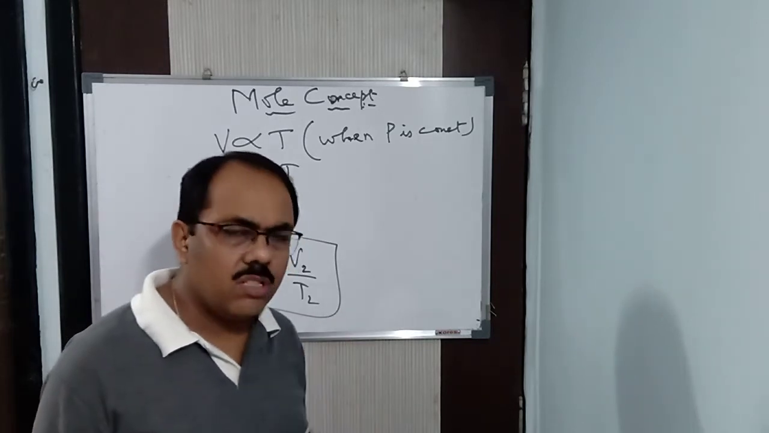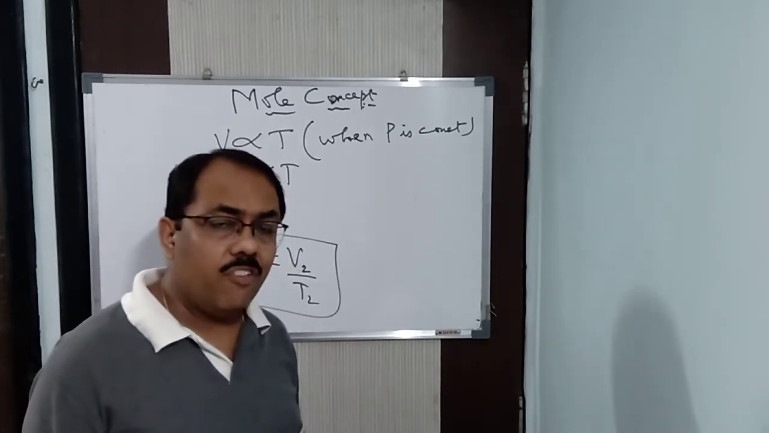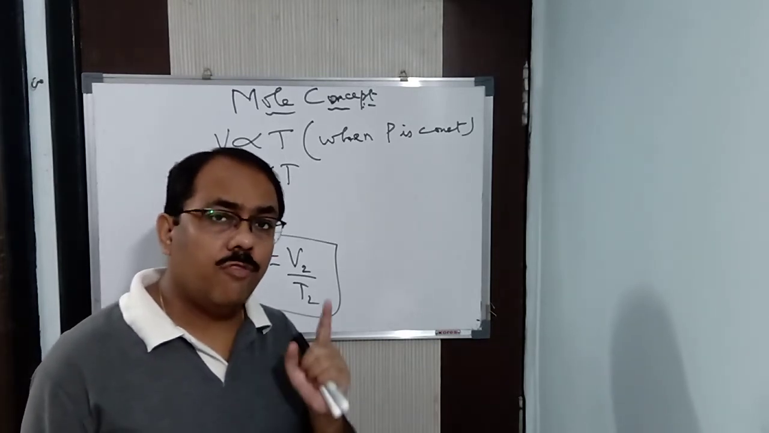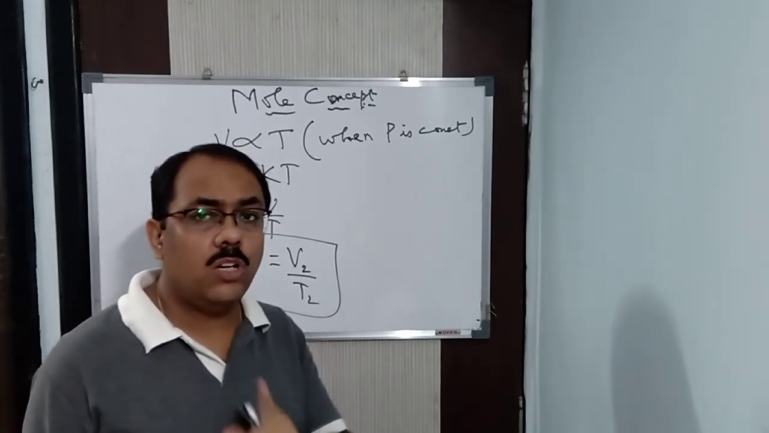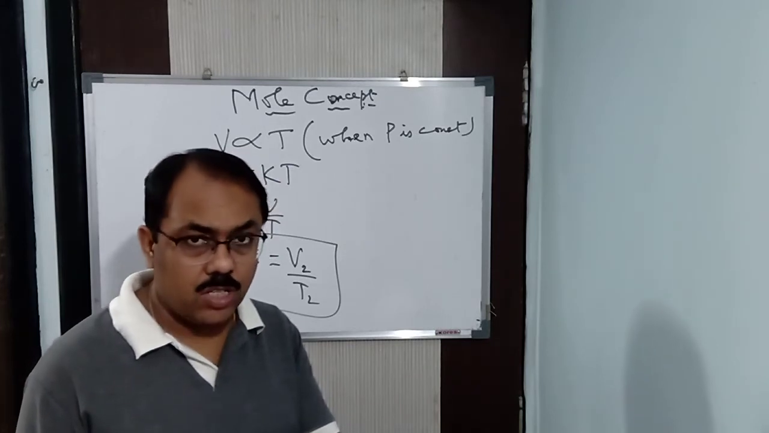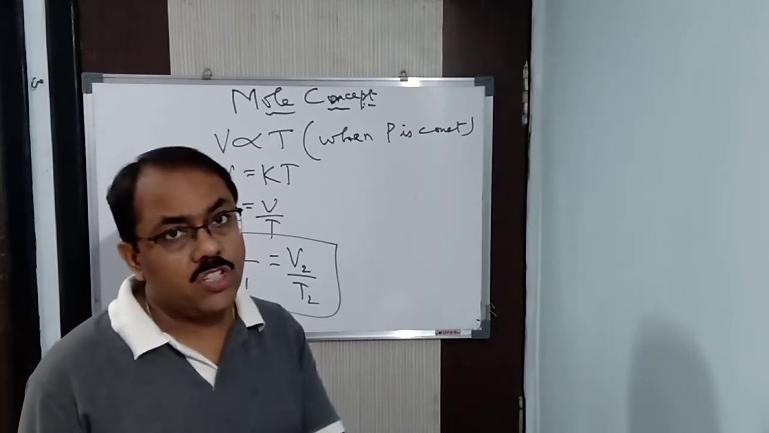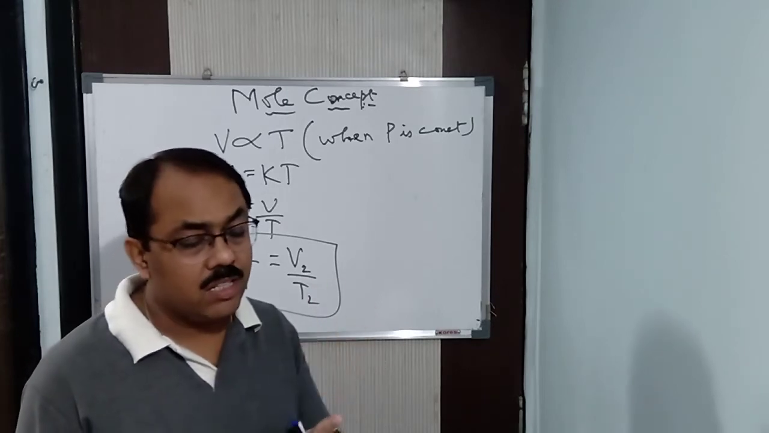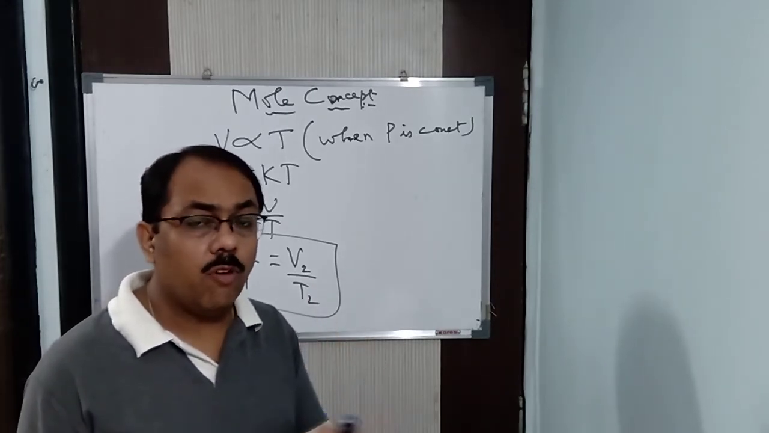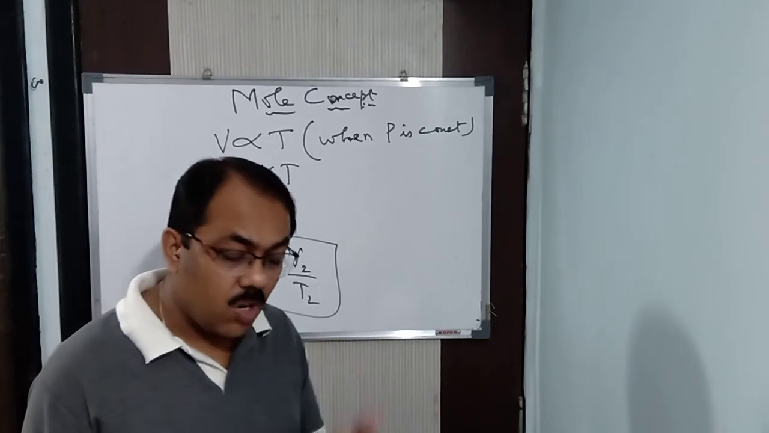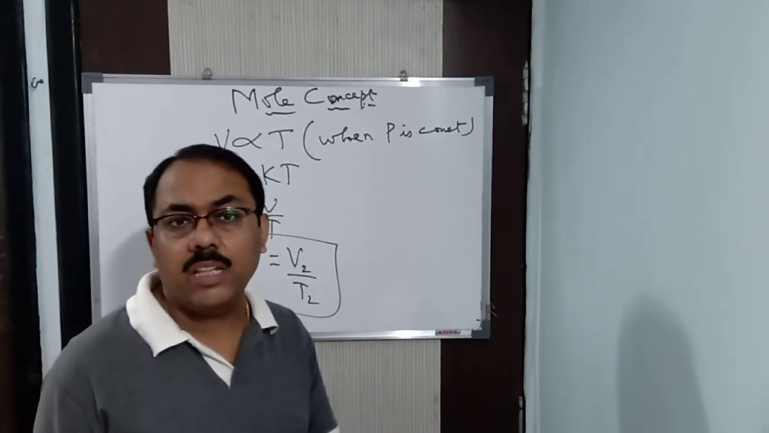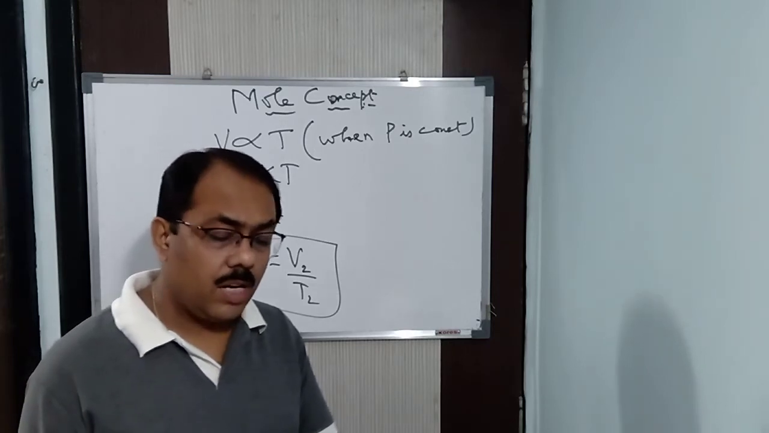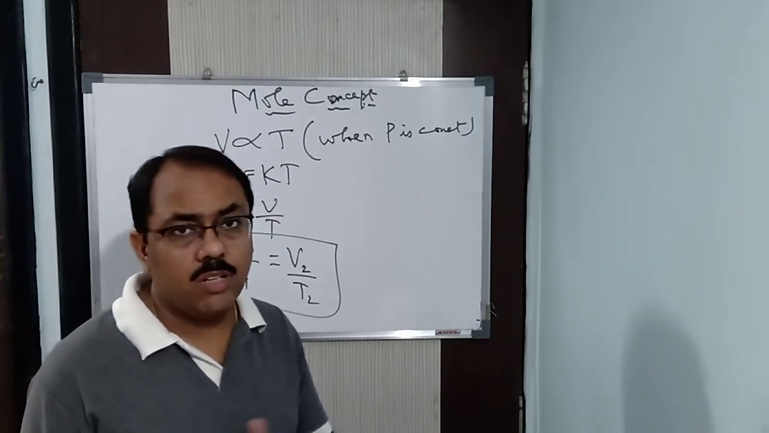The definition goes in this way: for a given mass of a dry gas, volume is directly proportional to absolute temperature or Kelvin temperature, when pressure remains constant. Mind it, it should be a dry gas, because if it is a moist gas, then the gas laws are not obeyed. Why? Because if the gas is moist, then the gas may not remain in the gaseous state. It may change its state.